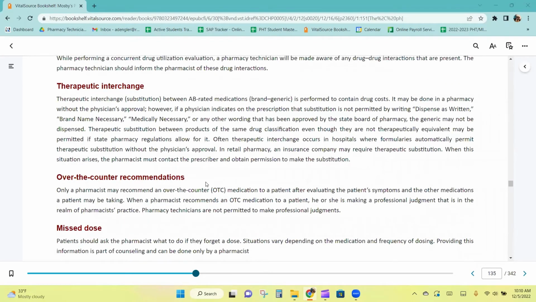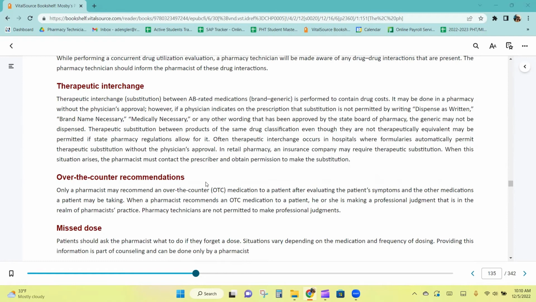Therapeutic interchange between AB rated medications, brand generic, is performed to contain drug costs. It may be done in a pharmacy without the physician's approval. However, if a physician indicates on the prescription that substitution is not permitted by writing dispense as written, brand name necessary, medically necessary, or any other wording that has been approved by the State Board of Pharmacy, the generic may not be dispensed. Therapeutic substitution between products of the same drug classification, even though they are not therapeutically equivalent, may be permitted if state pharmacy regulations allow for it.